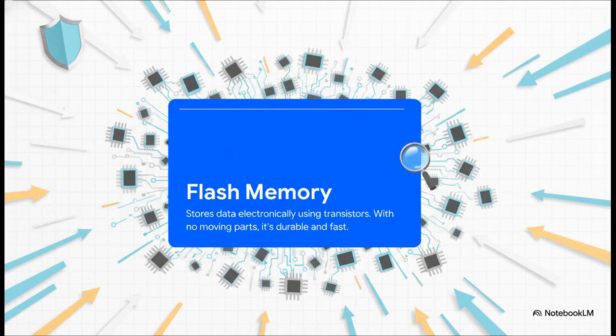But honestly, the real revolution, especially for personal storage, was flash memory. This is a whole different beast. It stores your data completely electronically, using millions of tiny little transistors. And here's the crucial part. There are absolutely 0 moving parts. None. That makes it incredibly tough, way more power efficient, and so much faster.